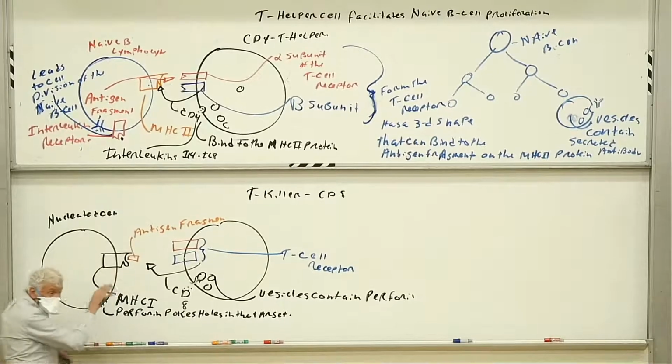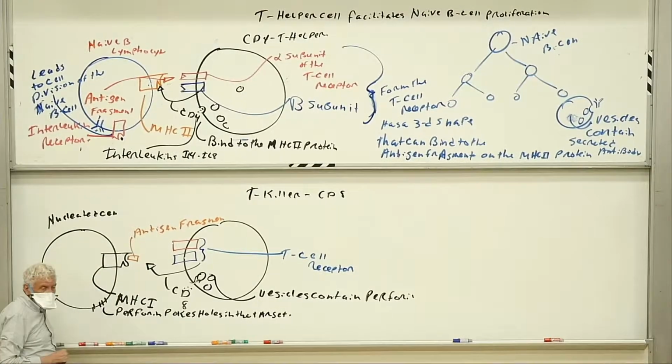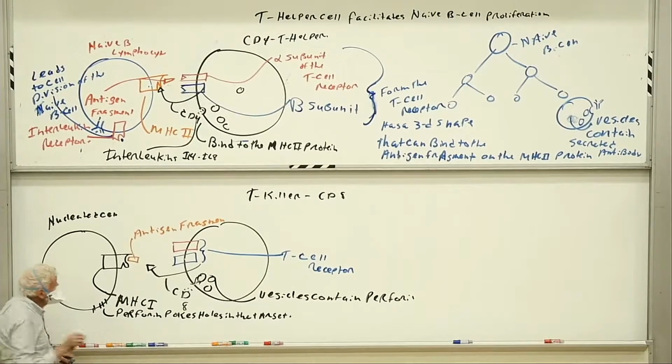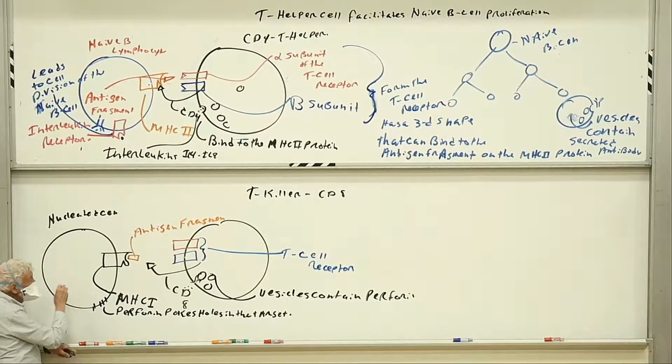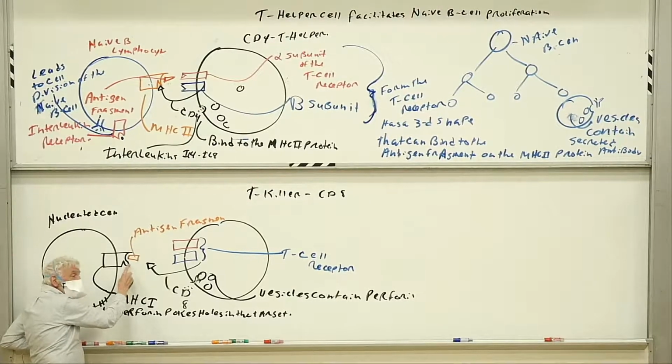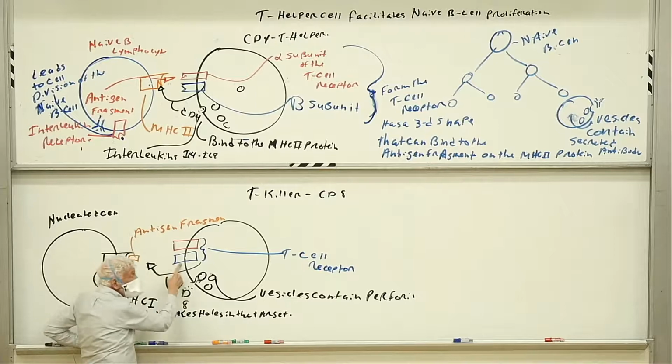If you look at this the way I've explained it, this would kill all your cells. But that's not what's happening. What's happening is 99.999% of cells put a self-protein out here. And there's not a good fit between the self-protein and the T cell receptor, so nothing happens.